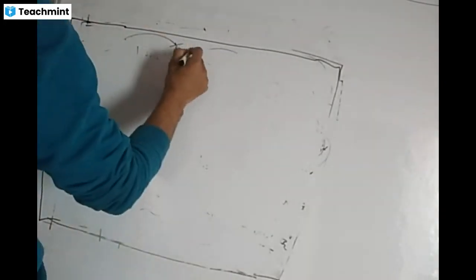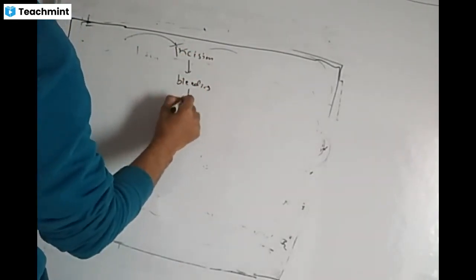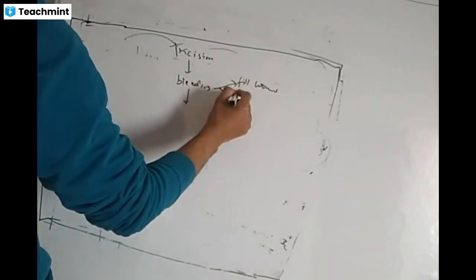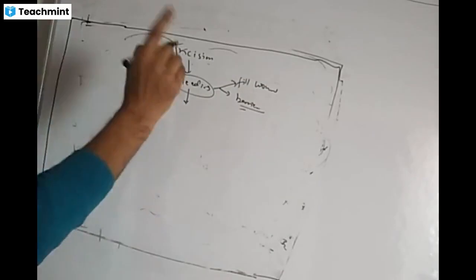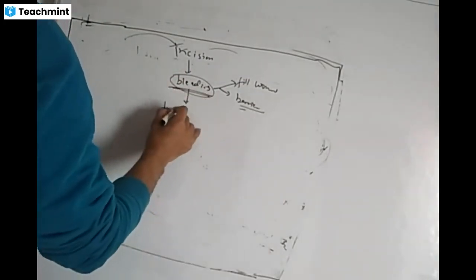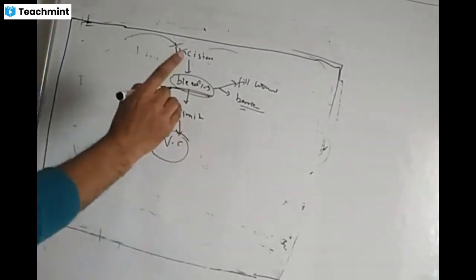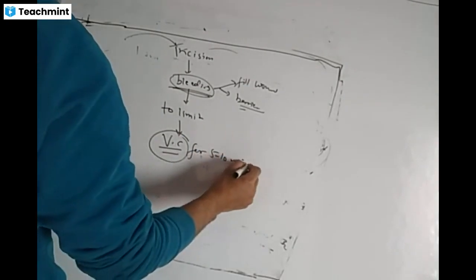See, after taking an incision, there is bleeding, and the bleeding will fill the gap, fill the wound, and it is acting as a barrier. Okay. But this bleeding will not continue forever. It means to stop this bleeding, to limit this, what will happen? Vasoconstriction will be there, at least for 5 to 10 minutes.